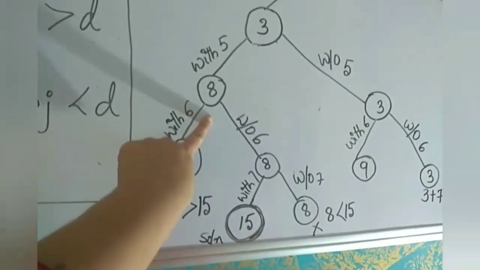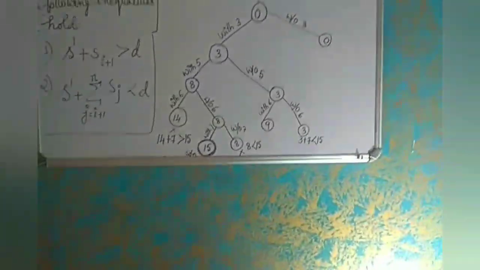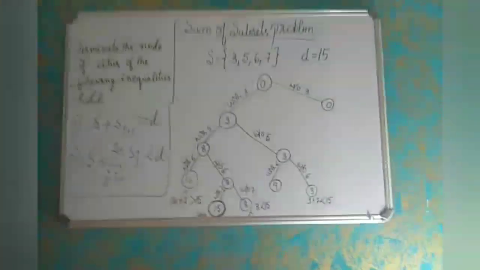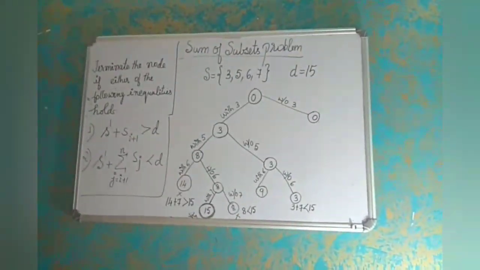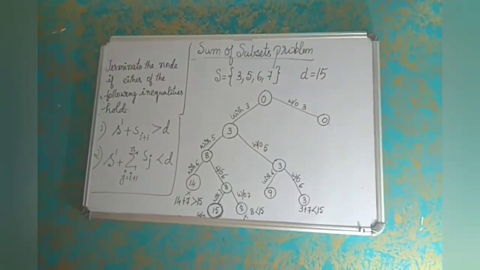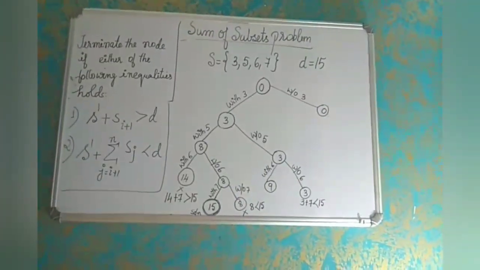Now here also we have to consider with the next element, without the next element. So with the next element is what? 6. First you check if you add 6 to 8, will the sum lead to the value which is greater than 15? 8 plus 6 is 14. 14 is not greater than 15. So we don't stop there, we continue.